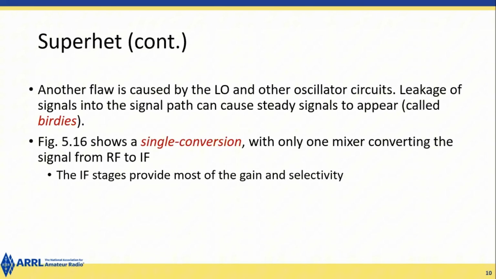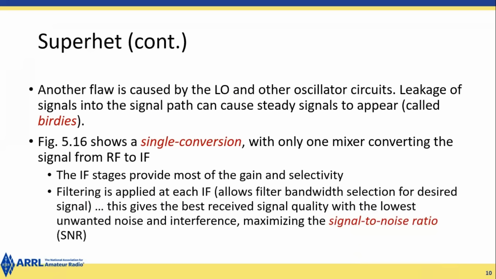The IF stage provides most of the gain and selectivity. Filtering is applied at each IF, which allows filter bandwidth selection for the desired signal. This gives the best received signal quality with the lowest unwanted noise and interference, maximizing the signal to noise ratio.